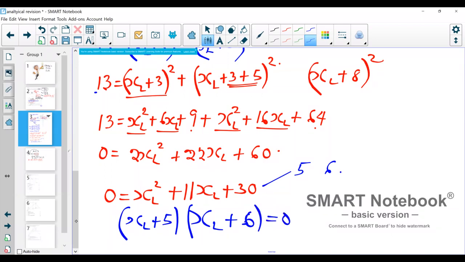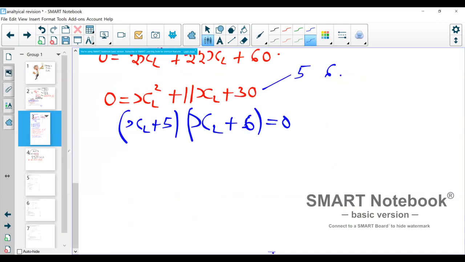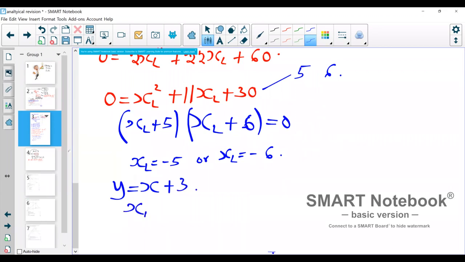Equals 0. So what is XL? XL is either -5 or XL is either -6. But what is my Y? My Y is equal to, remember what my Y is equal to? My Y is equal to X plus 3. So what is XL?